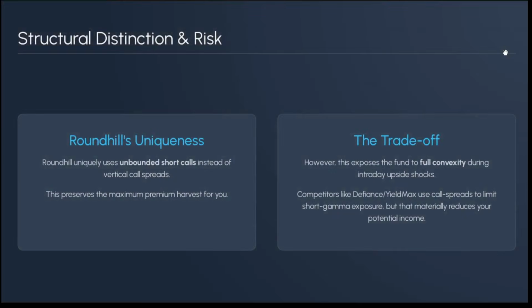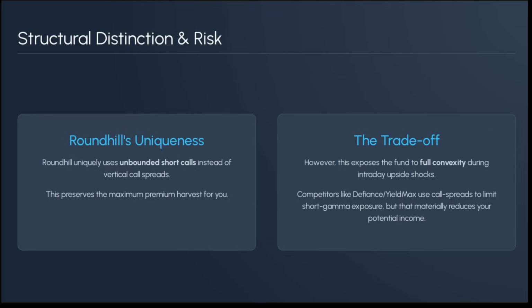Structural distinction and risk. This is again how I see it. I say Roundhill's uniqueness is that Roundhill uniquely uses unbalanced short calls instead of vertical call spreads. This preserves the maximum premium harvest for you, right? However, I think this is the trade-off, right? However, this exposes the fund to full convexity during intraday upside shocks. Competitors like Defiance and YieldMax use call spreads to limit short gamma exposure, but that materially reduces your potential income.